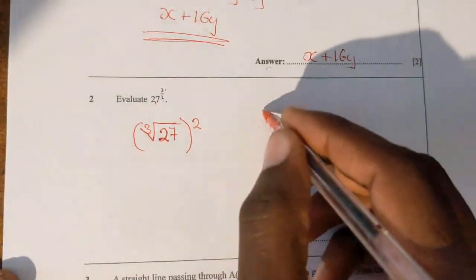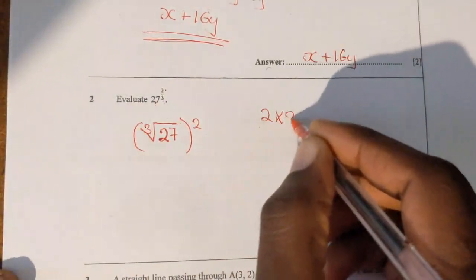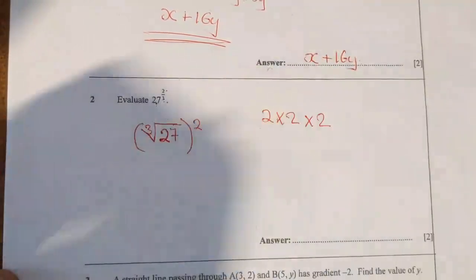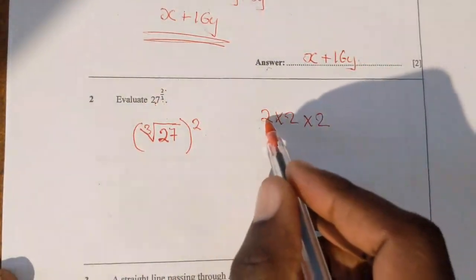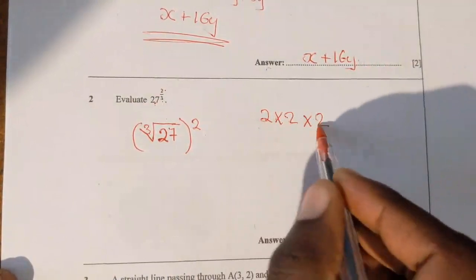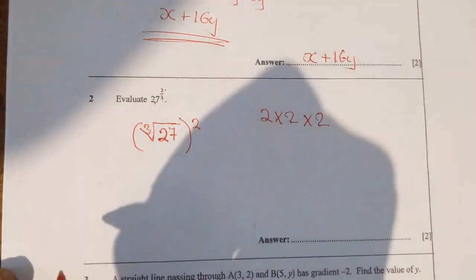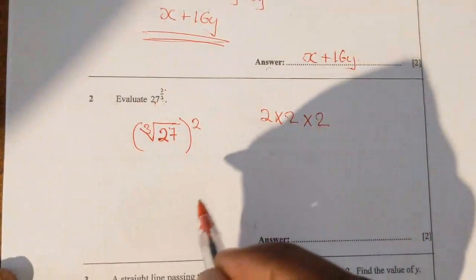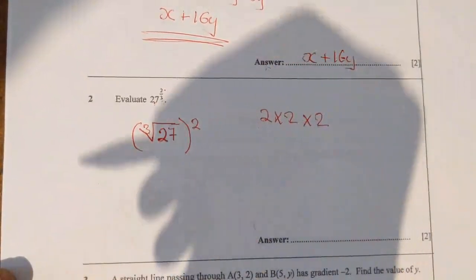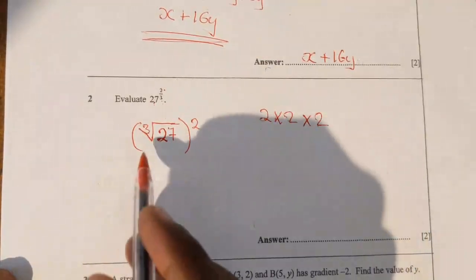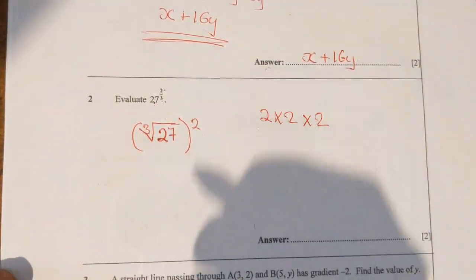If we multiply 2 times 2 times 2, is it going to give us 27? Let's do it. 2 times 2 is 4. 4 times 2 is 8. Is it giving us 27? No. So what is that number? You'll be looking for that number. You'll be given any other number, but this is what you're supposed to do.